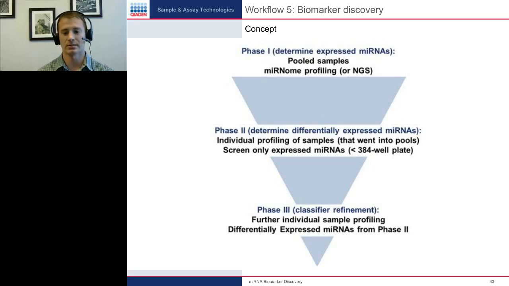So phase 3 is your classifier refinement. This would be further individual sample profiling only on your differentially expressed microRNAs from phase 2, as well as some invariant microRNAs. I can't stress it enough to include invariant microRNAs, simply because there's nothing worse than having to go back and redo previous experiments because you weren't able to identify a normalizer. Our recommendation is to include anywhere from 4 to 6 invariant microRNAs, just to hedge your bets that you've actually selected an invariant microRNA that will remain invariant through your entire sample population.